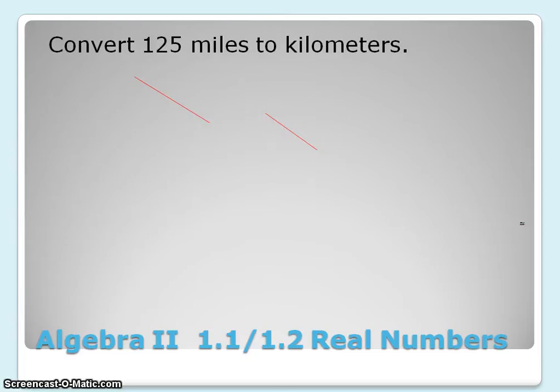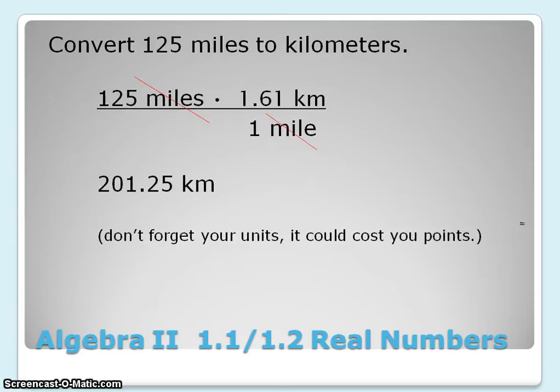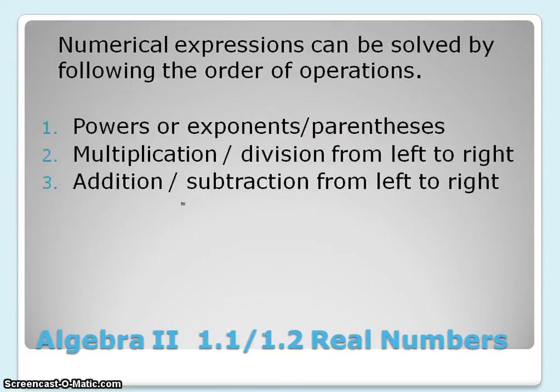Convert 125 miles to kilometers. So I've kind of already gone for you. 125 miles, and like you guys have already said, we've then got 1.61 kilometers per mile. Cross out our units, and we're left with 201.25 kilometers. Don't forget units, as it could cost you points.